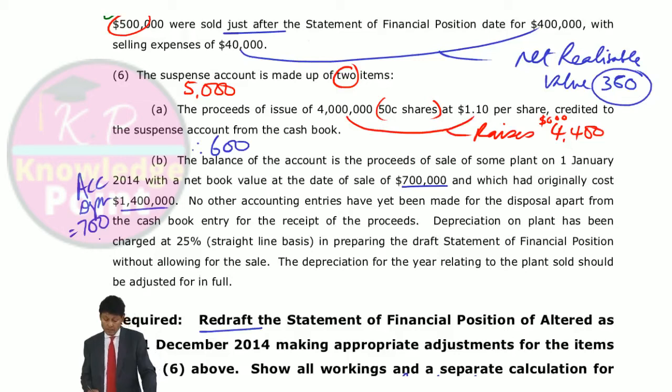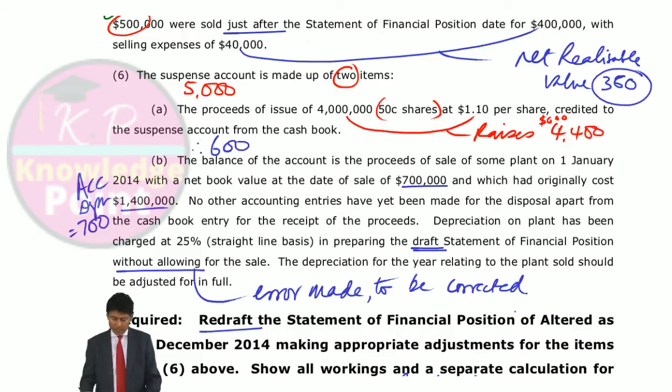No other accounting entries have yet been made for the disposal apart from the cash book entry for the receipt of the proceeds. Depreciation on plant has been charged at 25% straight line basis in preparing the draft statement of financial position without allowing for the sale. Okay, so that's an error. The depreciation for the year should be adjusted for in full. So without allowing is an error made to be corrected.